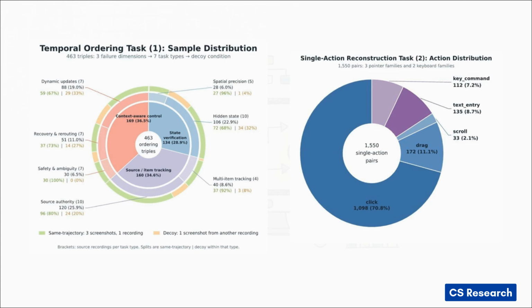Now, pivoting over to the single-action reconstruction methodology, which spans 1,550 pairs, you'll notice a massive portion dominates the data. 70.8% of the actions are clicks, followed by drags at just 11.1%. And here's a key detail. The researchers explicitly chose not to artificially balance these numbers. They kept this heavy skew toward clicks because it perfectly reflects the actual natural distribution of real-world daily office workflows. Training an AI on artificial, perfectly balanced academic data just isn't going to help it navigate a real desktop.